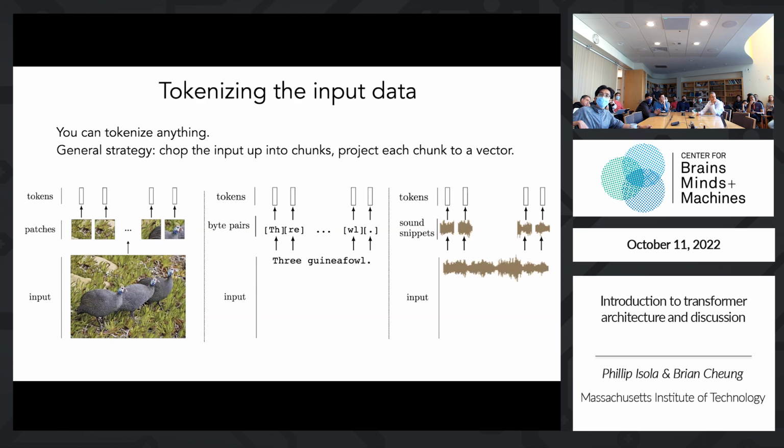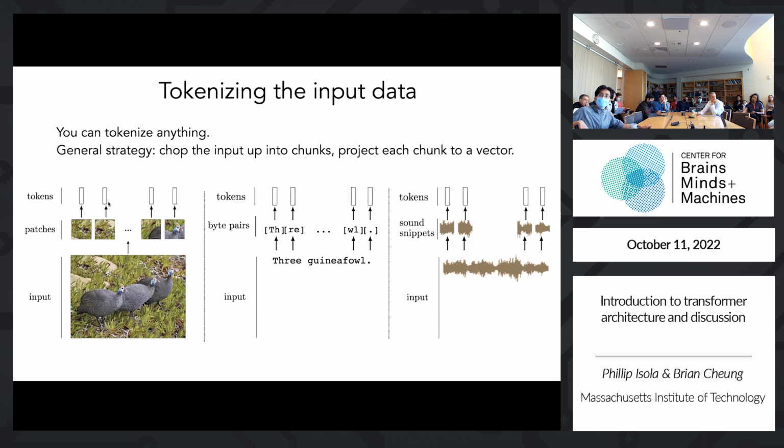So for language, people do this as well. They chop up into little chunks, which are often 2 characters or a few characters at a time, and they project those into 120 dimensional vectors. With sound, you just chop up into little tiny snippets of sound. So you can tokenize anything, and once you've tokenized it, then it's just a sequence-like representation, a sequence of vectors. Although really the way transformers work is they treat it as a set, not a sequence, but people often talk of it as a sequence.